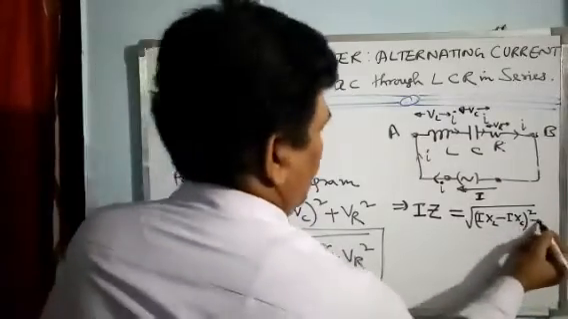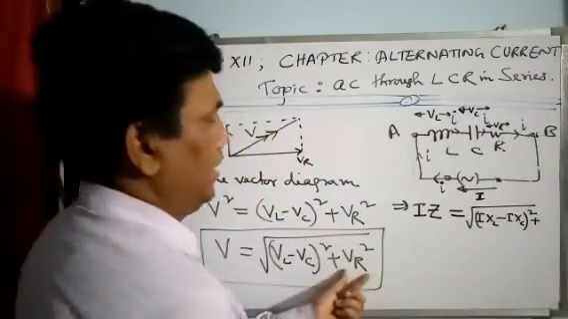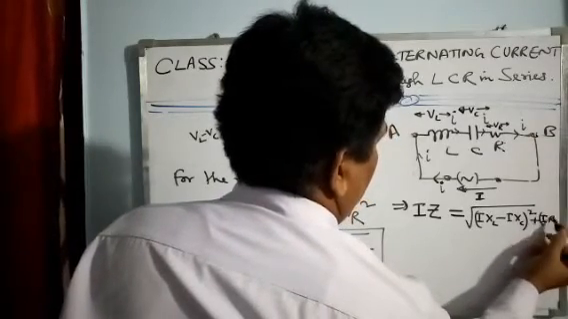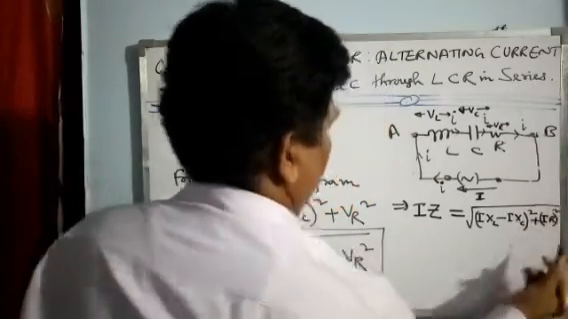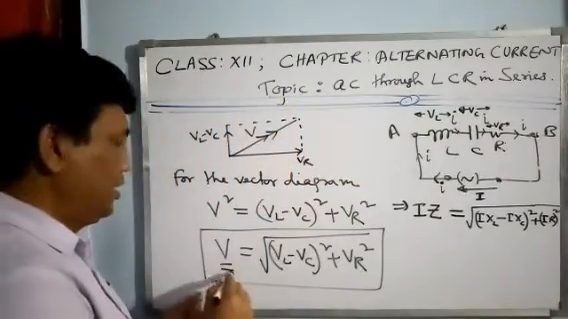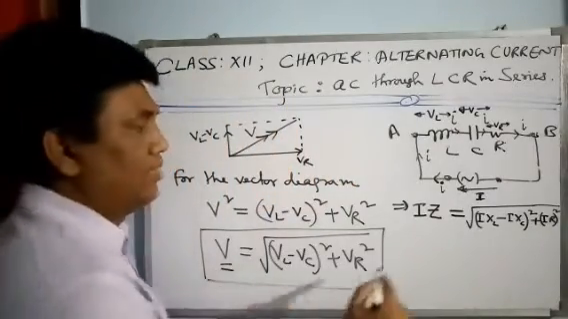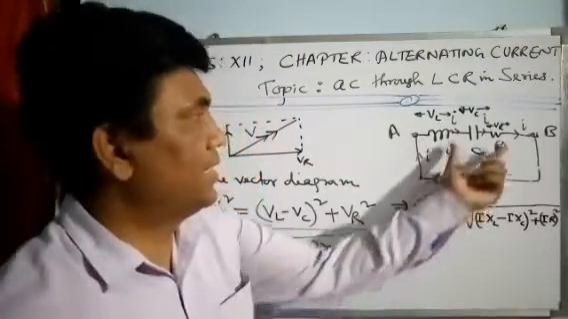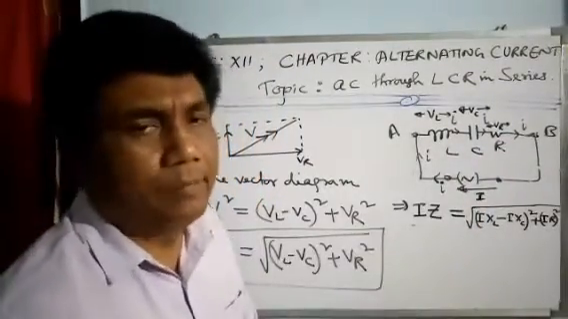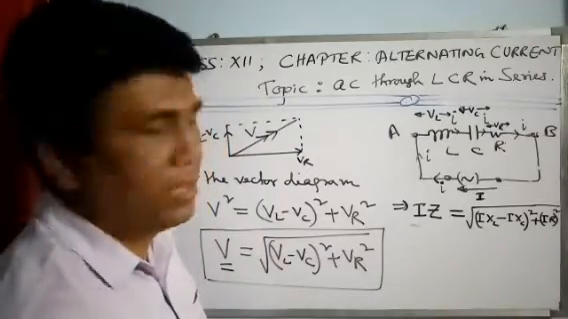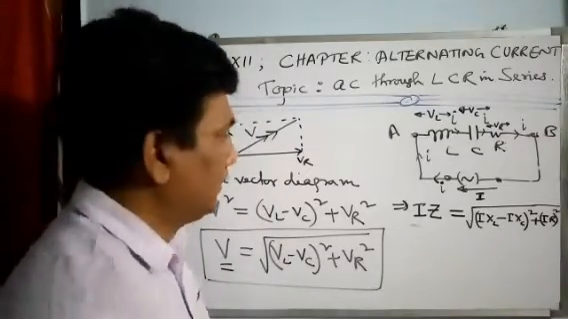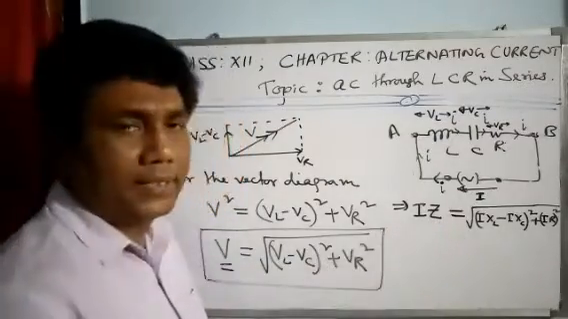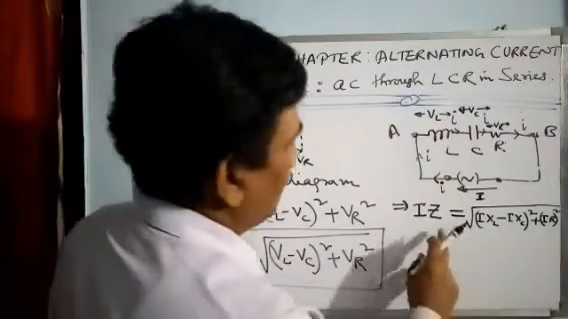Okay, plus voltage across resistor means current into resistance. Are you getting it? See, this is voltage. We know voltage is equal to, it is net voltage, so net current into net resistance. Here Z is called the net resistance of the circuit. It has a special name also, I will write later. That is called impedance. But I can now put voltage equal to current into something. That something is nothing but resistance only.